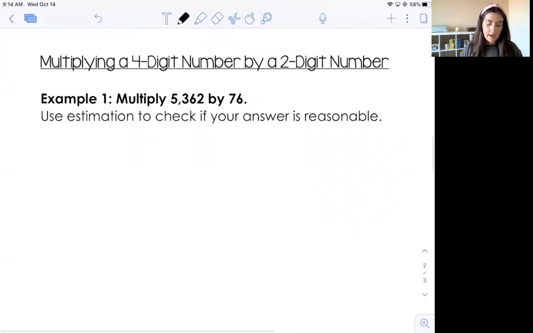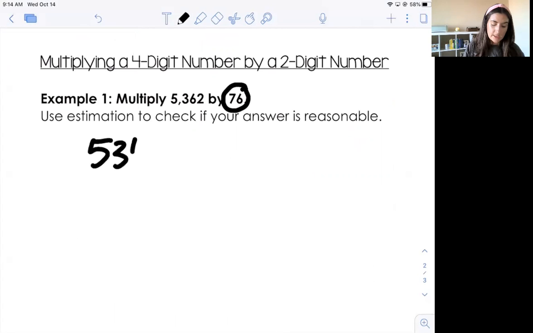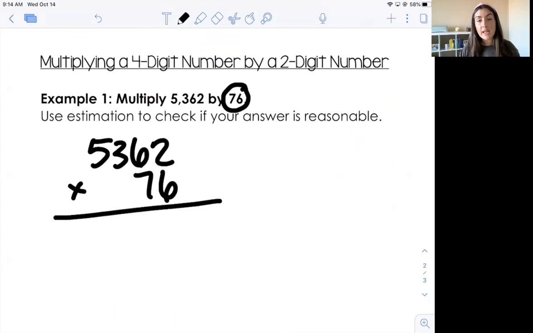Okay, last one. This one is not an easy number for me to break apart, so I'm going to use just the standard algorithm, 5,362 times 76. Go ahead and try this one now on your own. Pause this video and come back to check your work.